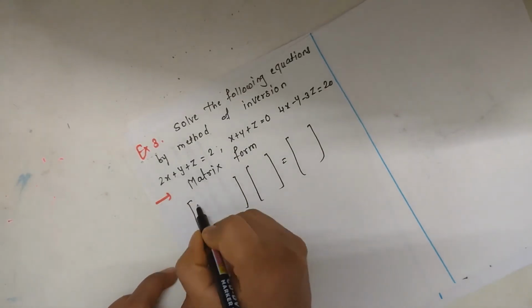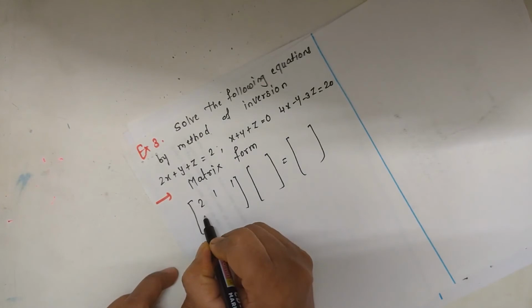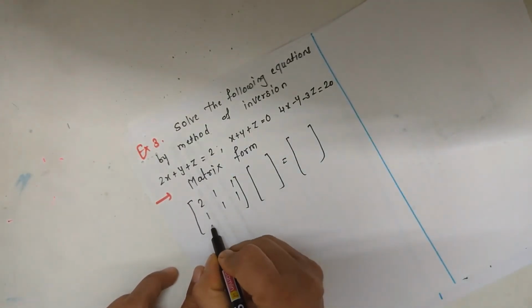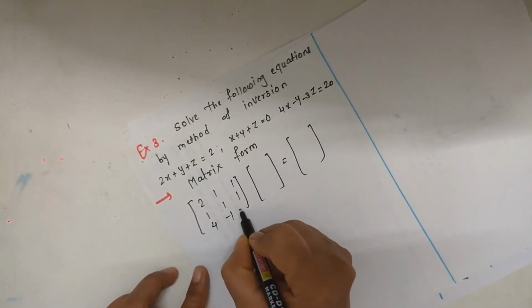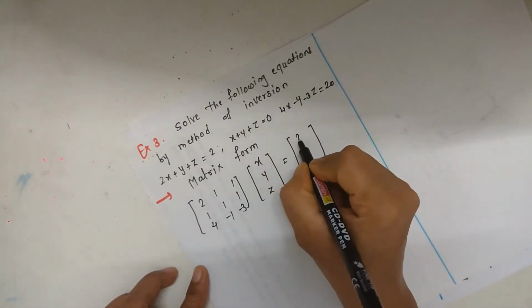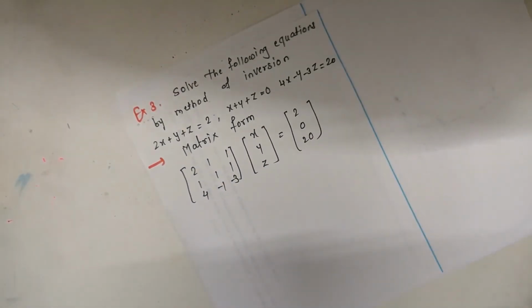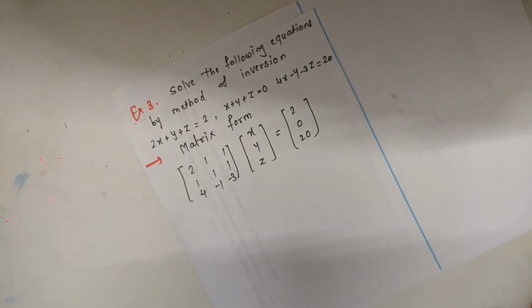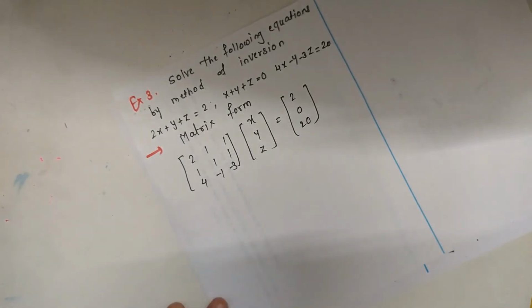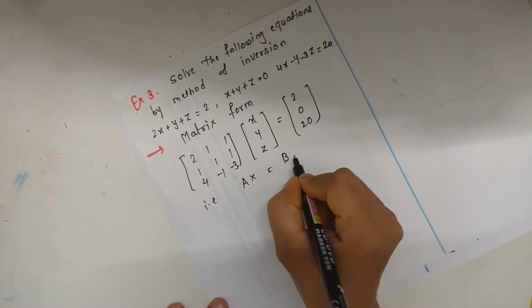The coefficient matrix has first row coefficients 2, 1, 1. Second row, the coefficients of the second equation, 1, 1, 1. Third row, the coefficients of the third equation, 4, minus 1, minus 3, into the variables x, y, z, is equal to the constants 2, 0, 20. Here we can write that A into X is equal to B.